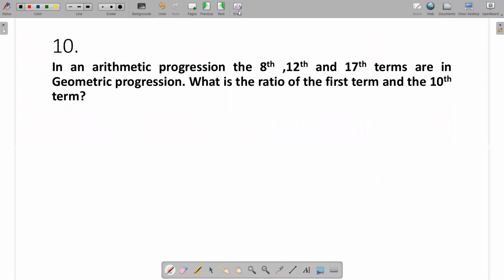Now, just now we identified that A is equal to 9D. You are asked to find the ratio of the first term and the 10th term of this arithmetic progression.